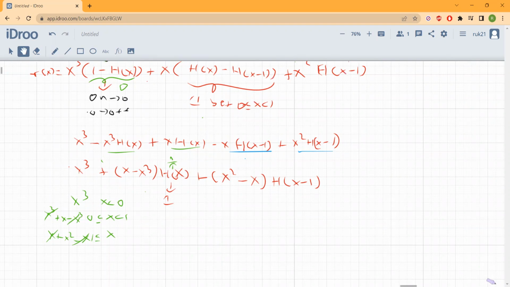Cool. And that's how you would express a piecewise function just based on Heaviside functions. Hopefully this helps, and good luck.